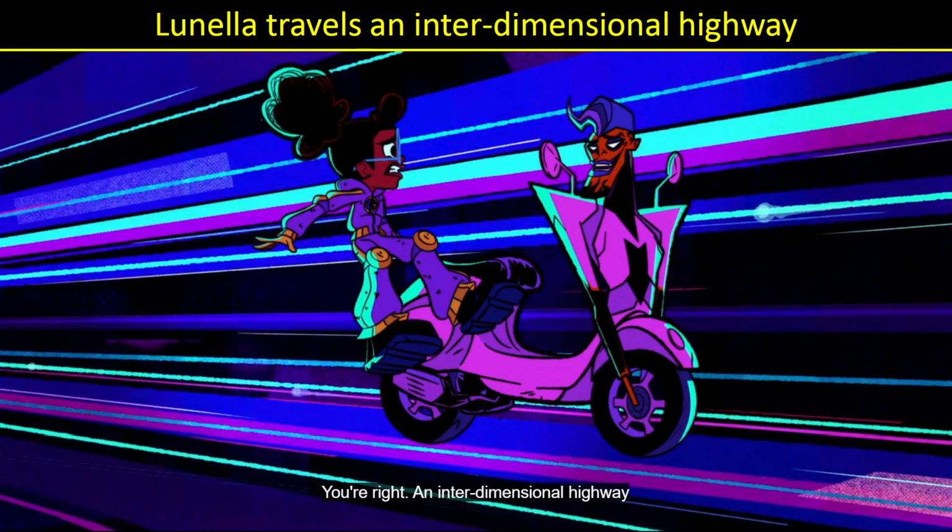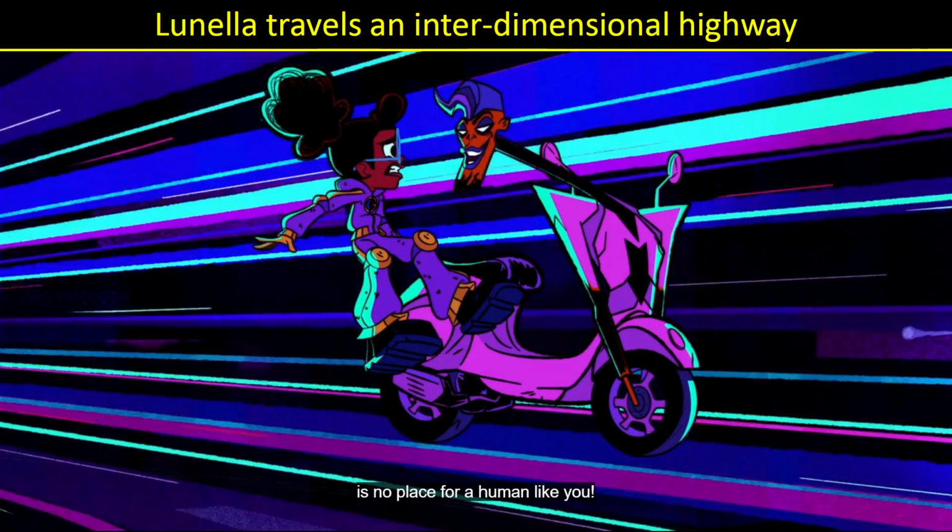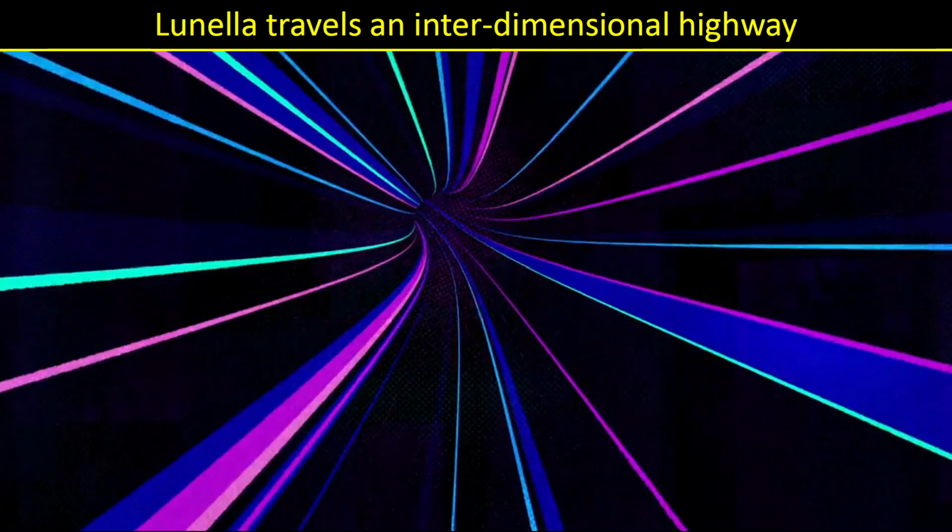And that strange-looking character with her is their version of the Beyonder. So it's interesting, they do introduce a Beyonder. And he says, an interdimensional highway is no place for a human like you. And then this image I want you to see, because we're going to see how similar this looks to something else, so kind of keep this in your mind.